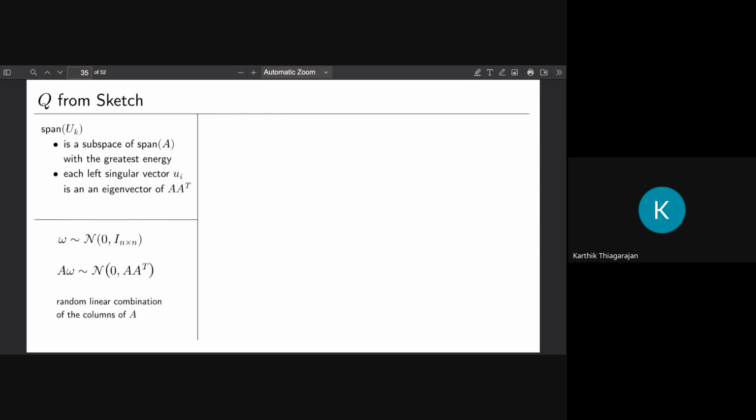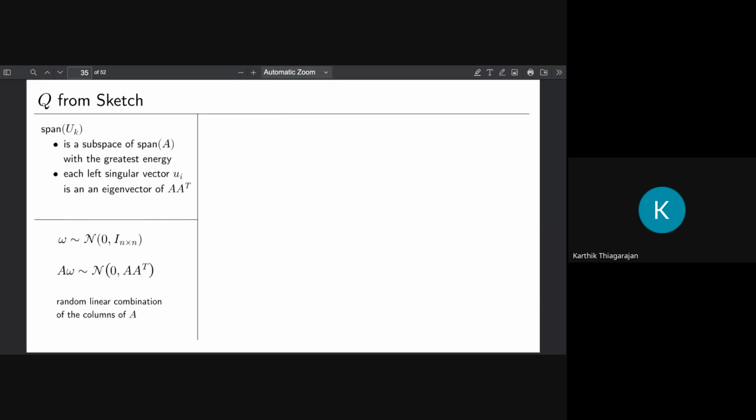So A omega is in the span of the columns of A. So this will also lie in the column space of A. So that's where we are making use of the first part. So you are essentially still somewhere in the span of A. So that's a positive. The second thing is the covariance matrix is AA transpose.